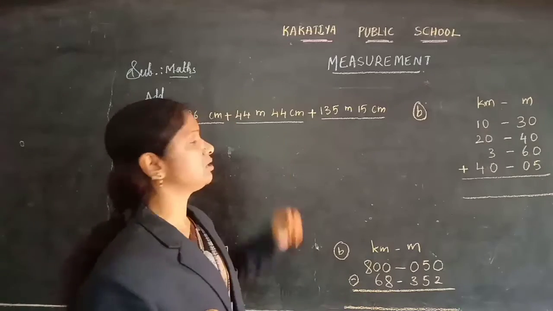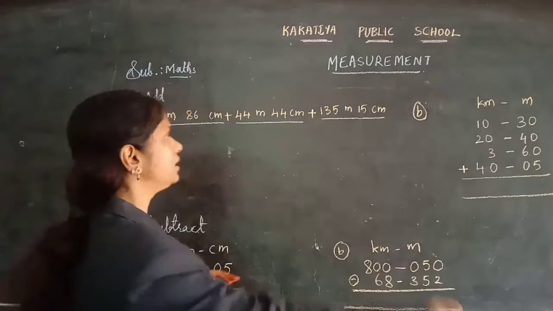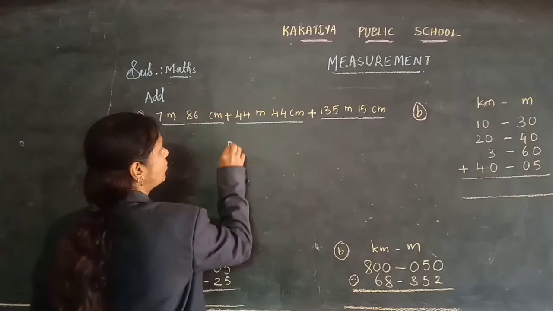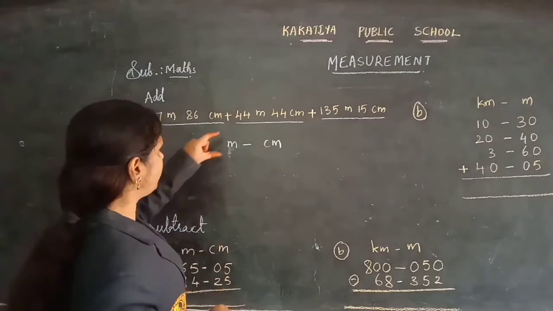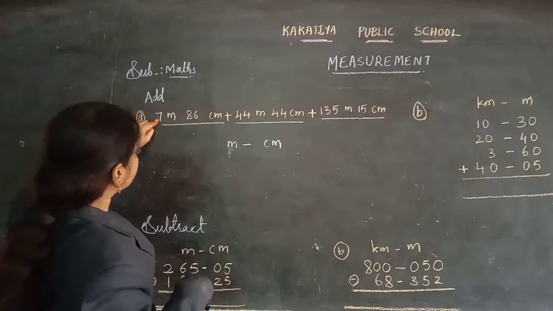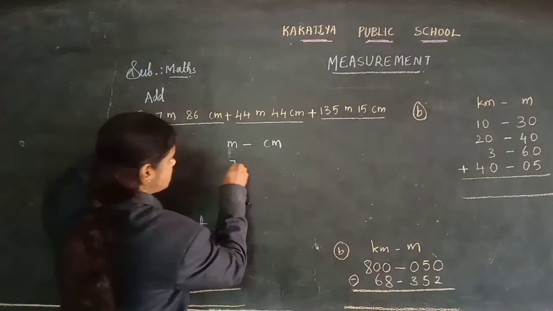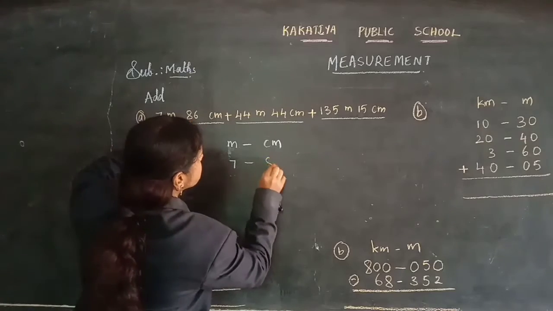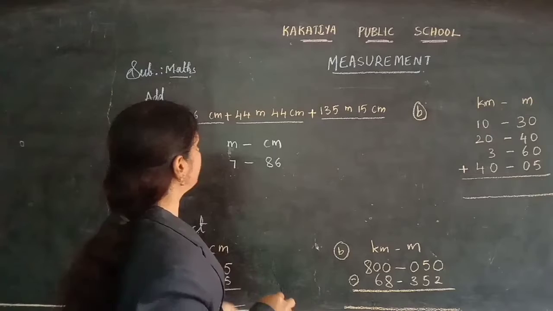Let's arrange these in columns. What measures are common in these three numbers? Here in these three numbers we have common meters and centimeters, so I am writing them at the top. Now the first number, 7 meters 86 centimeters: under meters you write 7, and centimeters are 86. In the meters column 7 and in the centimeters column 86.